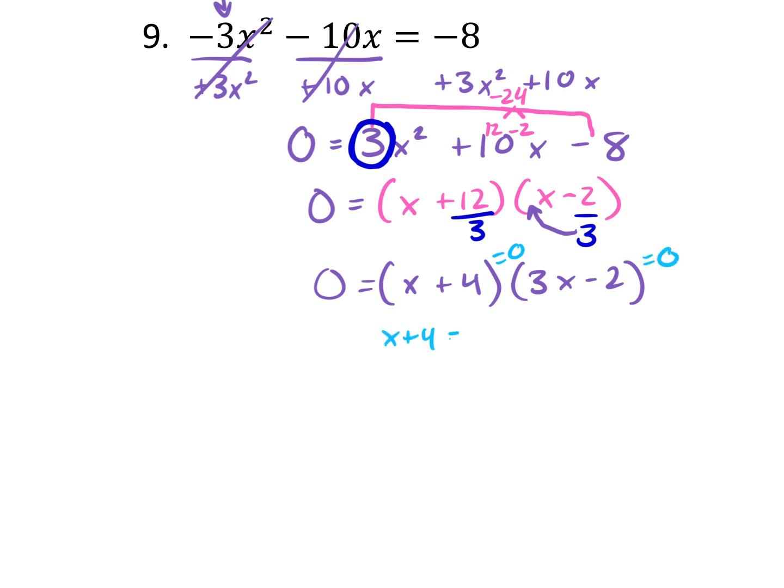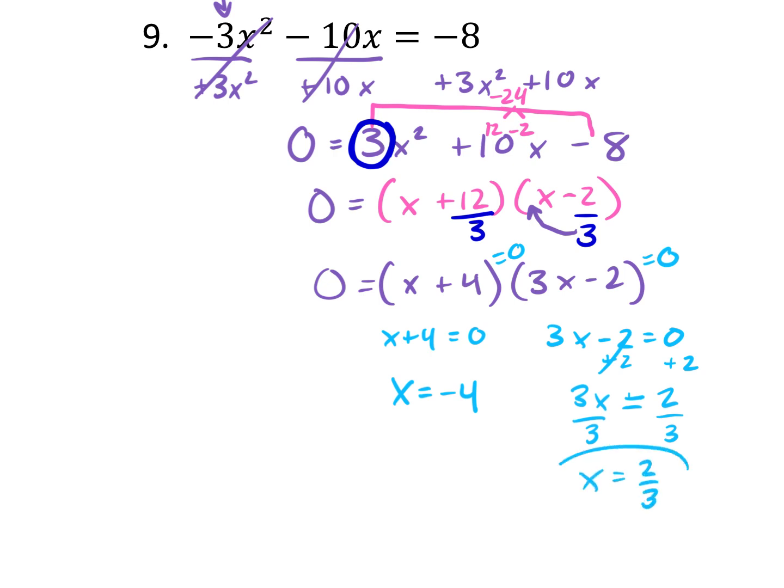So x plus 4 equals 0, 3x minus 2 equals 0. So x is equal to negative 4. And then here we'd have to add 2 to move it to the other side and then divide by 3. So x is equal to 2 over 3. So those are 2 answers.